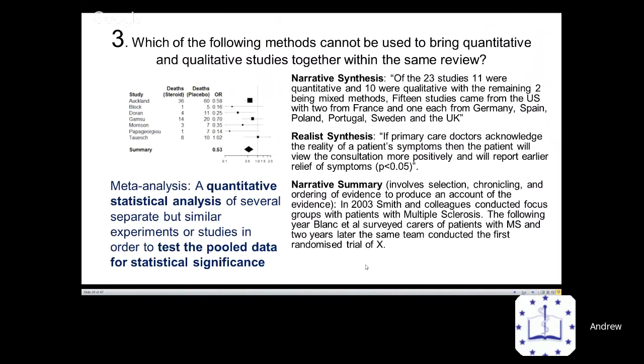And here is the justification. Meta-analysis is a quantitative statistical analysis, but you'll see I've given you examples of narrative synthesis, realist synthesis, and narrative summary to demonstrate that you can include both quantitative and qualitative in the way you describe them. So narrative synthesis, you just summarize the number of studies, their characteristics in text in this particular way.